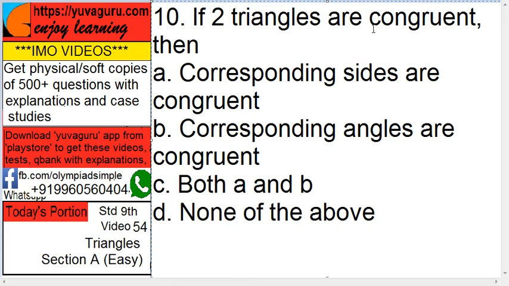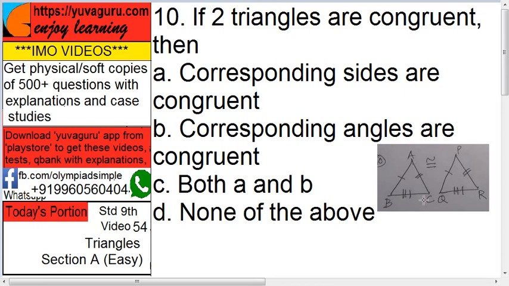Angles are congruent, then which of the following is true? Corresponding sides are congruent? Yes. Corresponding angles are congruent? Yes. So both A and B. See this, ABC congruent to PQR. So AB will be congruent to PQ, BC will be congruent to QR, AC will be congruent to PR.